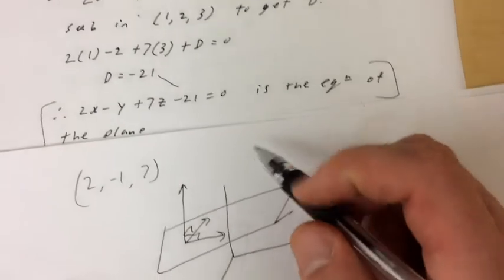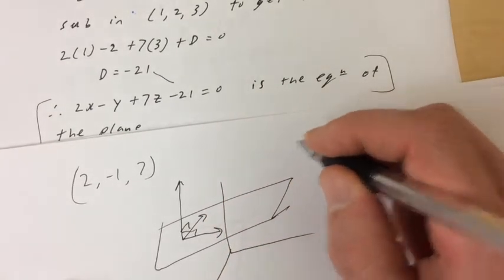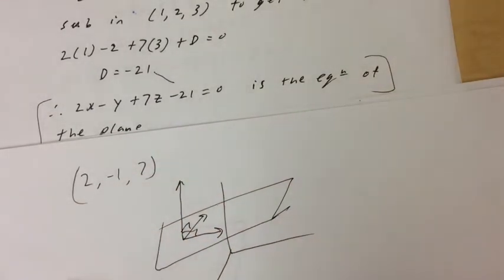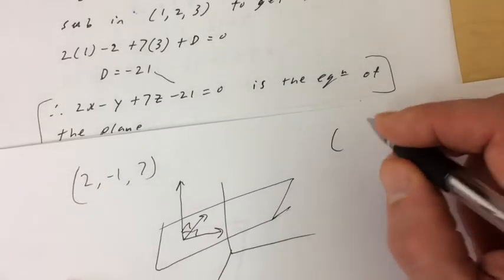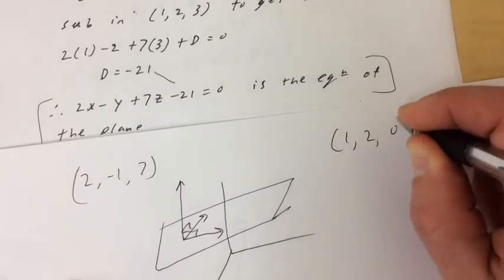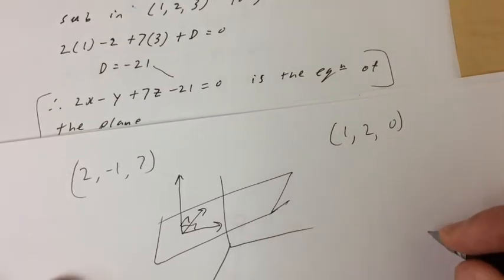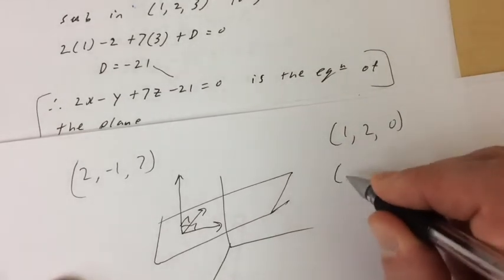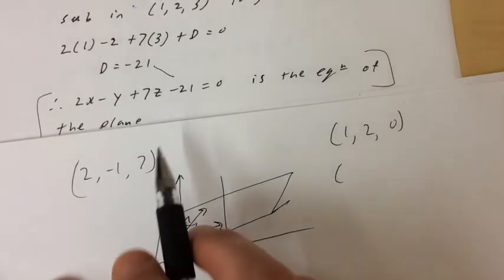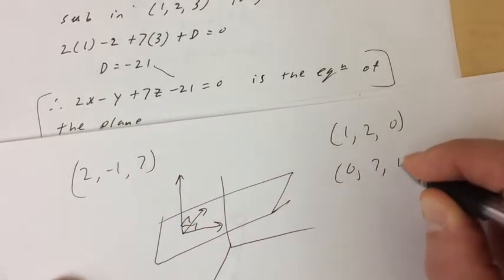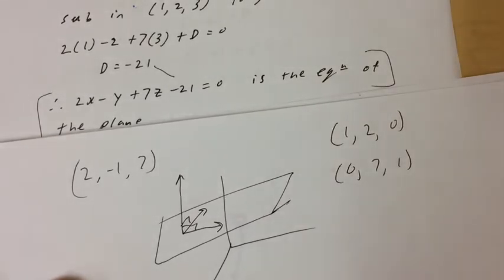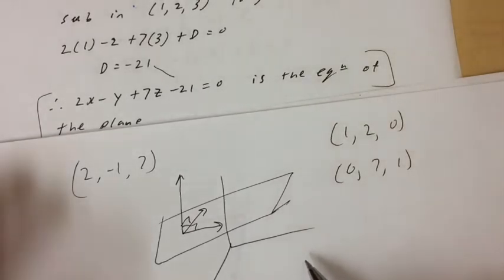Well, one method I have was to flip 2 of the coordinates, so take the negative reciprocal of 2 coordinates and make the third one 0. So one vector would be 1, 2, 0. Another vector could be, let's flip the last 2, 0, 7, 1. Okay, so that would give you 2 direction vectors.